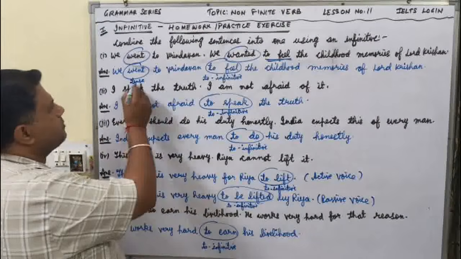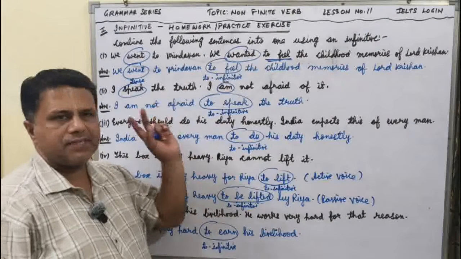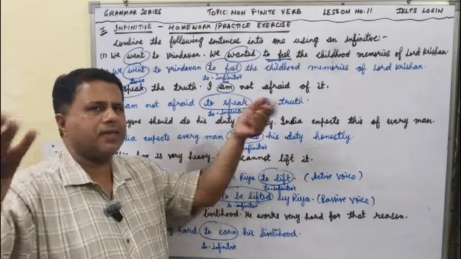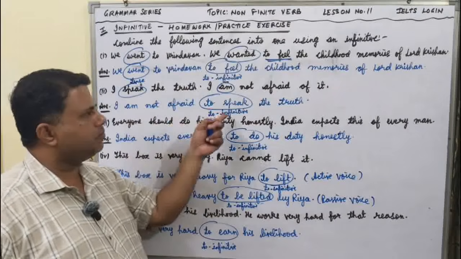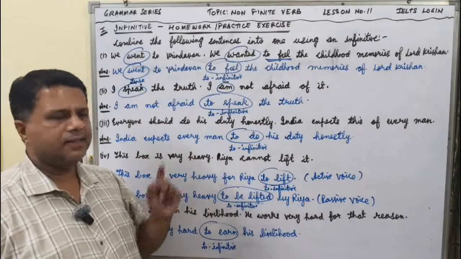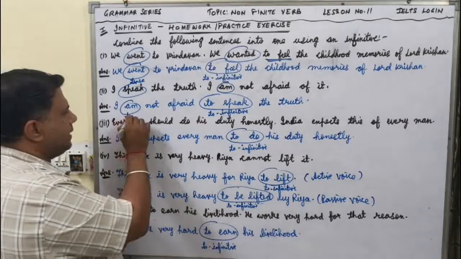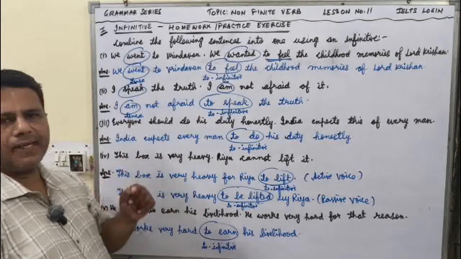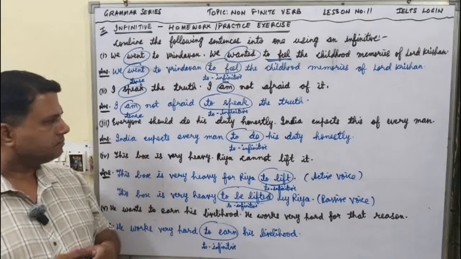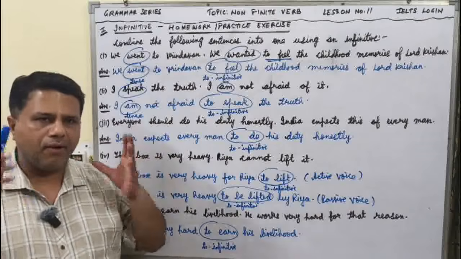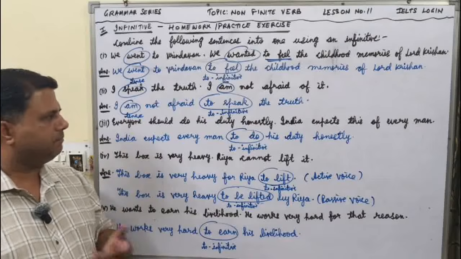I speak the truth. Speak is the verb. I am not afraid of it. Am is there. One sentence will remain the same. I am not afraid of what? I am not afraid to speak the truth. So 'to speak' is the to-infinitive, and 'am' is the tense element. One tense element: simple sentence. Two tense elements: two simple sentences. This topic will help you a lot in changing a compound sentence into simple, and a complex sentence into simple.